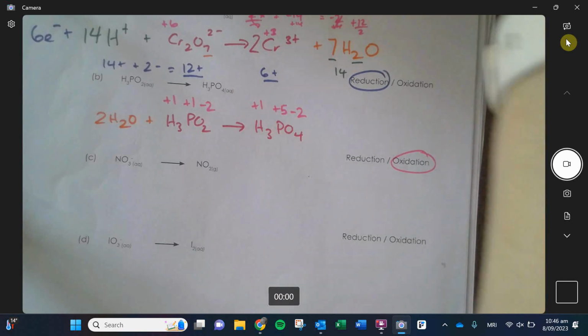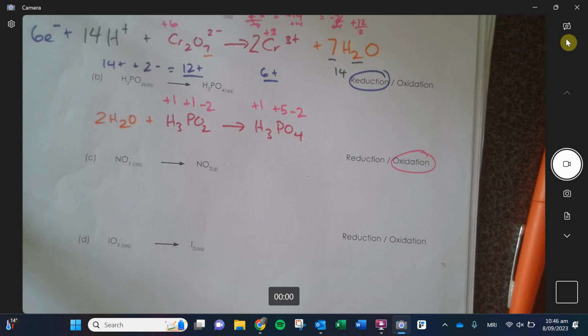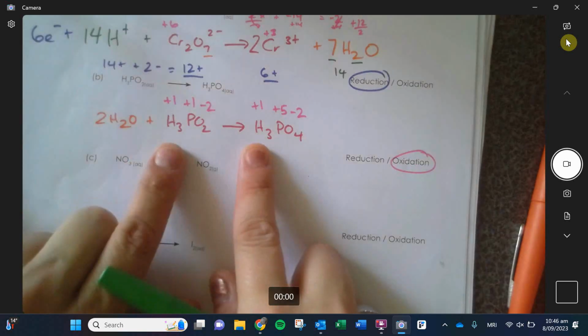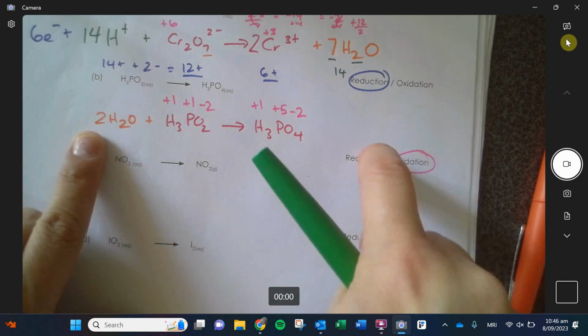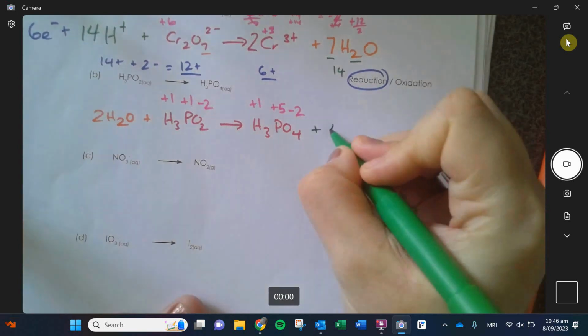All right, step 3 is adding the hydrogens. I can see that these hydrogens are balanced because it's 3 and 3, but I see that this has 4. So I need to add an extra 4 onto the right-hand side. I add them as the 4 hydrogen ions.